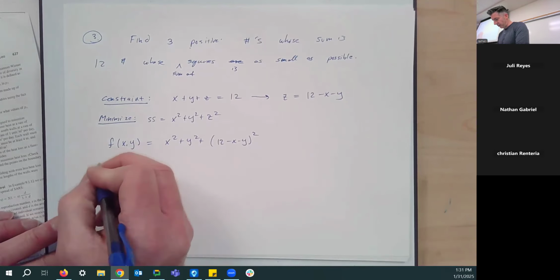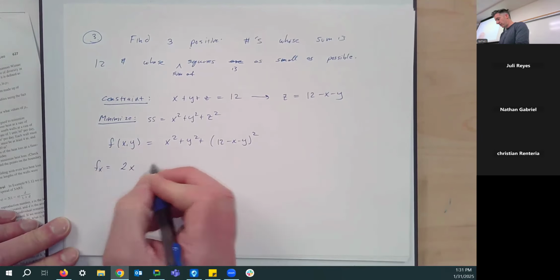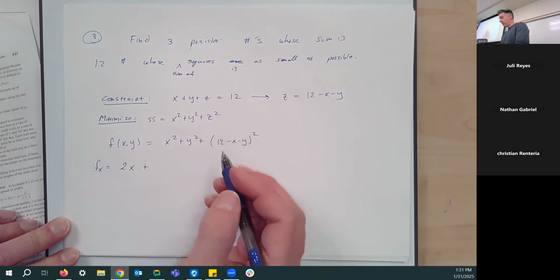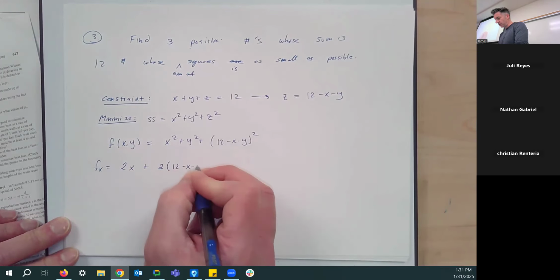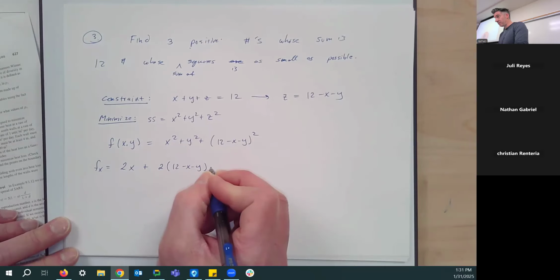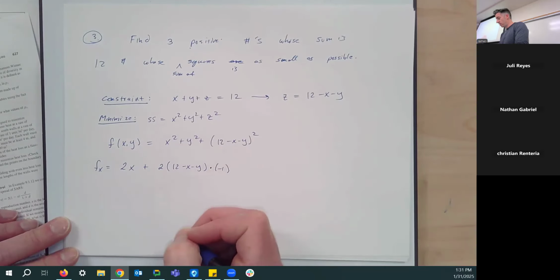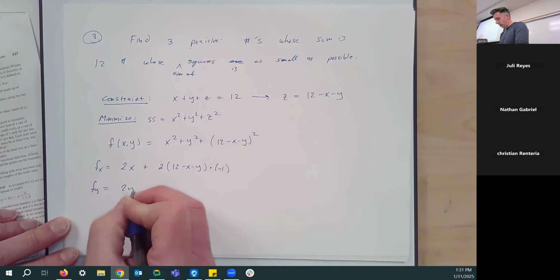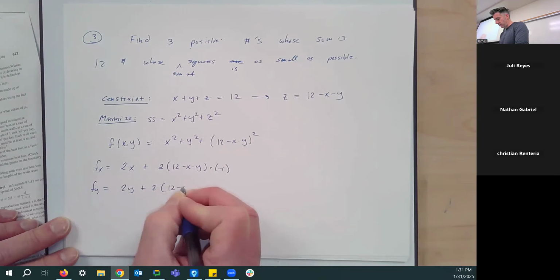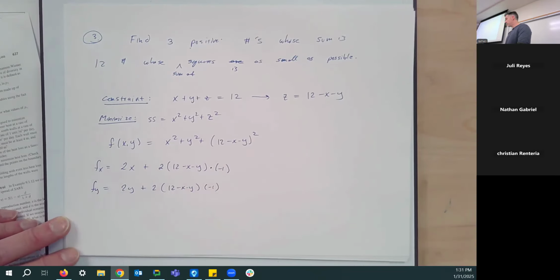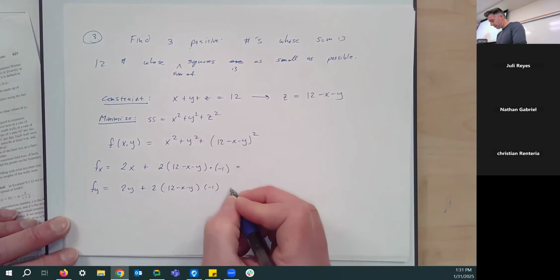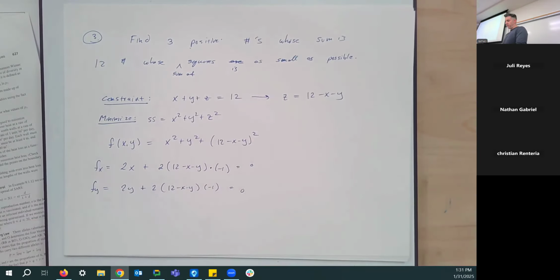Then we take our partial derivatives like we've done every time. We get f_x equals 2x plus 0 plus the derivative of this thing squared, which is 2 times (12 minus x minus y) to the first times -1. And for f_y, same deal: 2y plus 2 times (12 minus x minus y) times -1. Set both of those equal to 0 and solve. Again, we have essentially the equations of two lines, and we're going to try to deal with them.